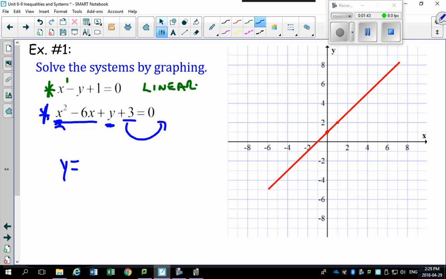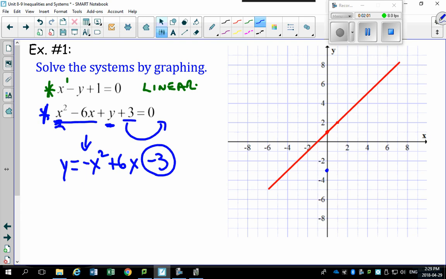So that's going to become y equals minus x squared plus 6x minus 3, and check it out. It's going to be opening down, and I'm going to have an intercept here of minus 3. So I know my intercept is going to go right through there. Boom, boom, boom.